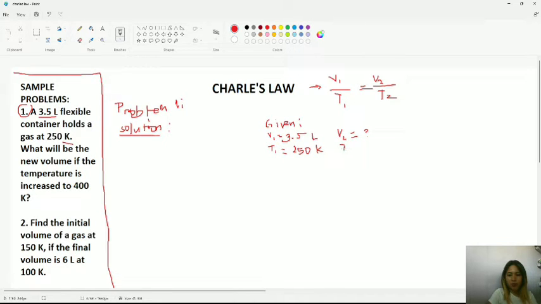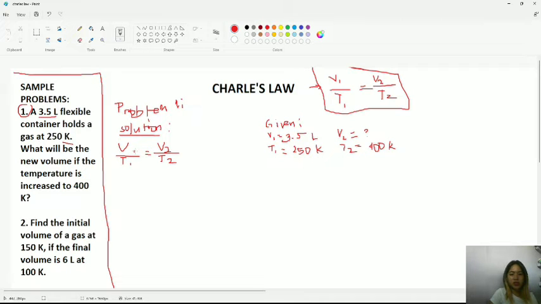So, the final temperature is increased to 400 Kelvin. So, the final temperature became 400 Kelvin. Now we will solve based on the given values. So, this is the formula: V1 over T1 equals V2 over T2.